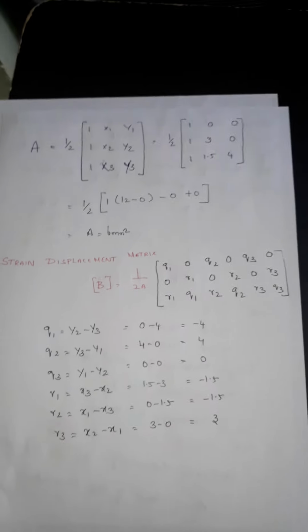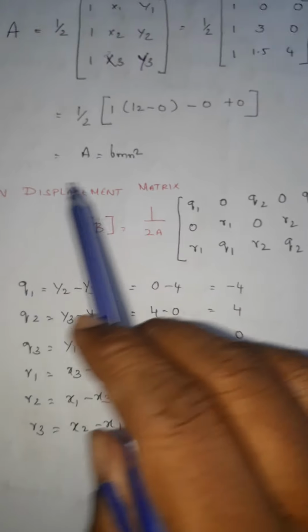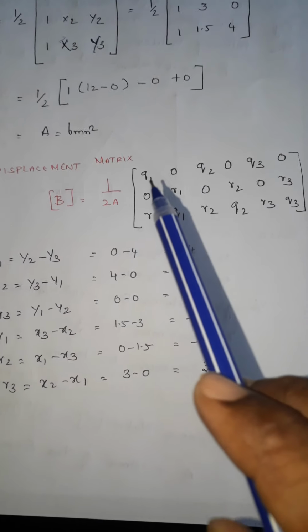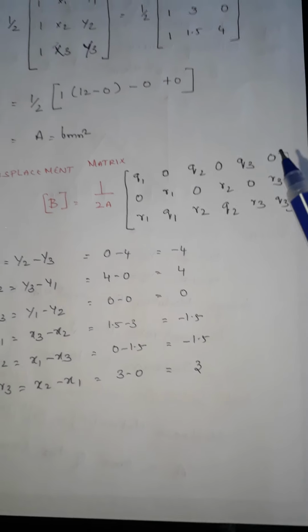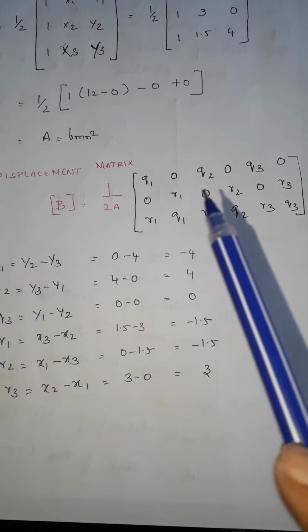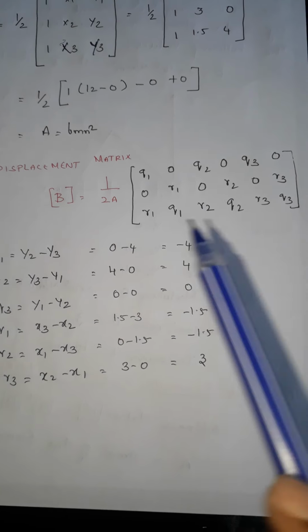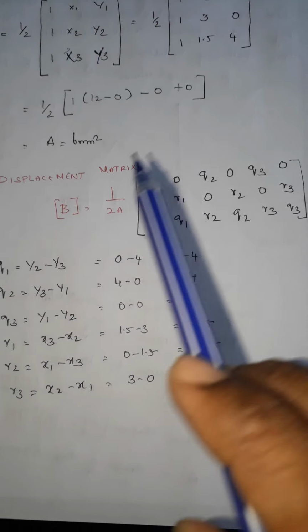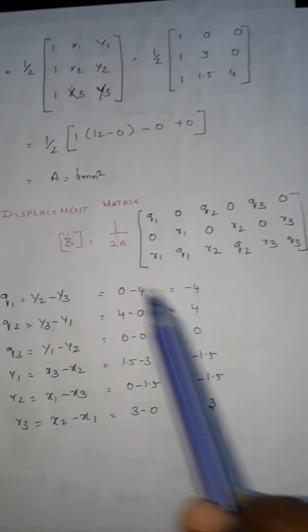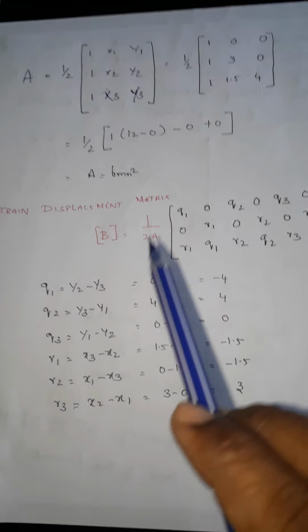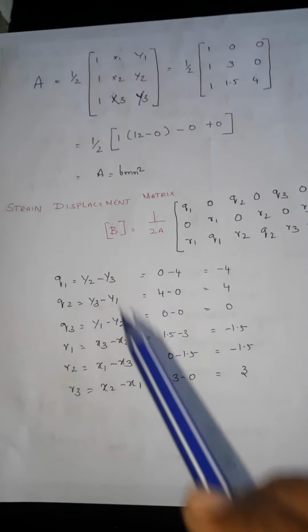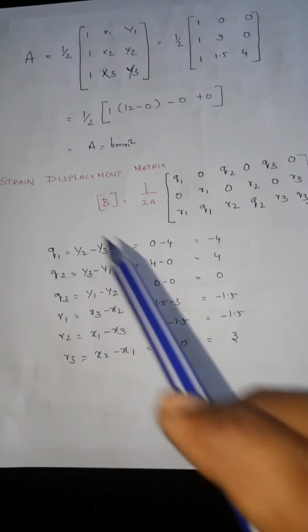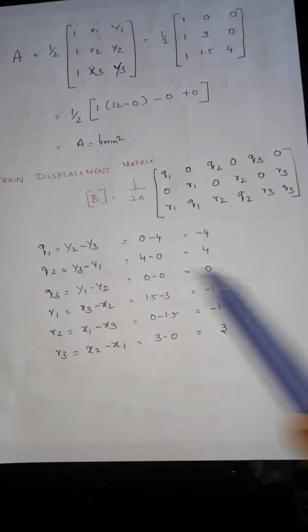The next step is to find out the strain displacement matrix. That is the formula: B is equal to 1 by 2A times the matrix with entries q1, 0, q2, 0, q3, 0 in the first row, 0, r1, 0, r2, 0, r3 in the second, and r1, q1, r2, q2, r3, q3 in the third. These are all the formulas. You have to mark it to memorize this. Here 2A is twice the area. Q's are the y coordinates and R's are the x coordinates.